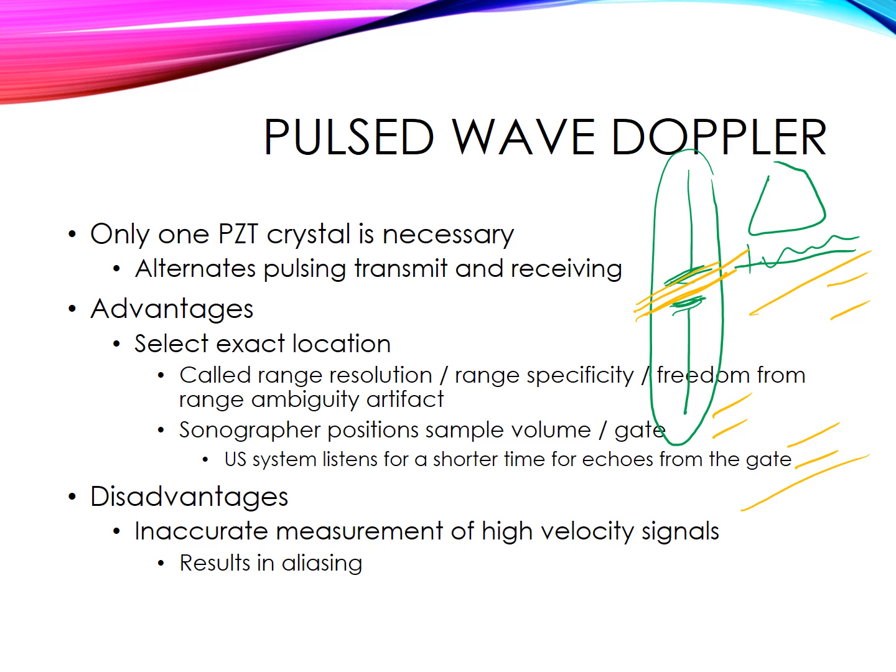The disadvantages of pulse wave Doppler, though, is that it is very inaccurate at measuring high velocity signals. There is only so much that the pulse wave Doppler can handle, and when it reaches its limit, we're going to result in that aliasing, where we kind of get that wraparound or inappropriate display of color or spectral tracing on our graphs.